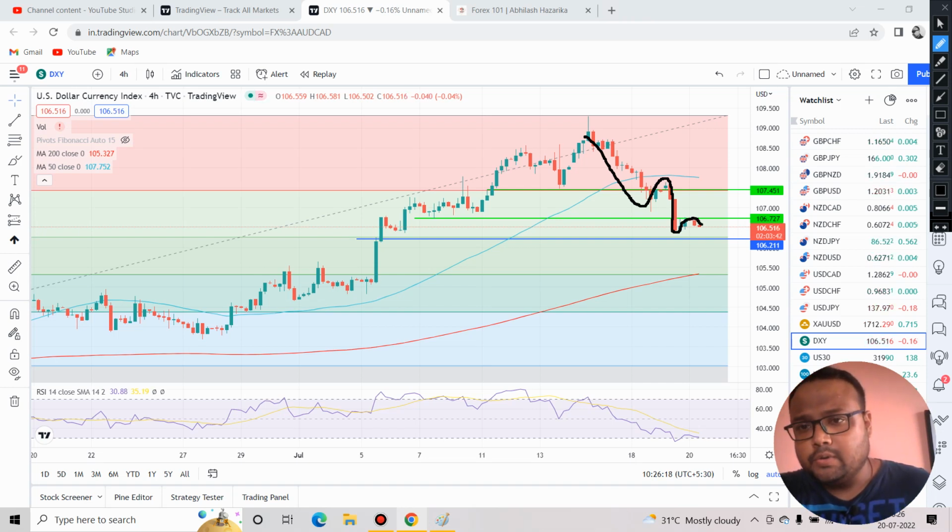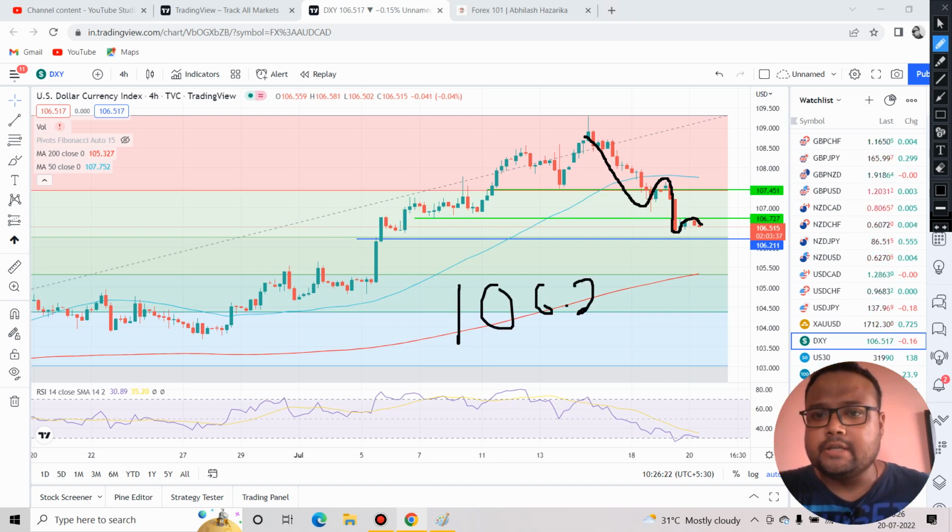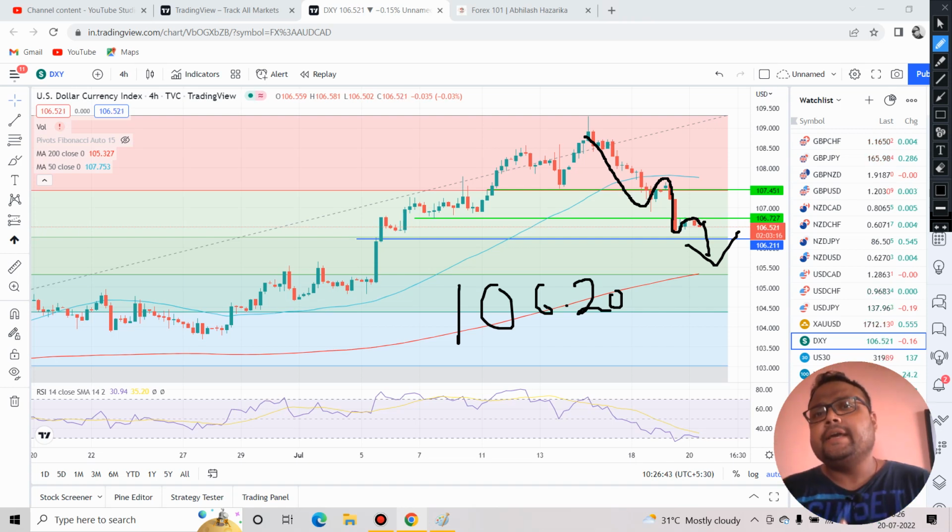So there is a possibility that the next support of DXY, which is 106.20, may break also. There's a possibility that at one point of time, when there will be volatility in the market, especially during the European session and US session, the market will break the next support of 106.20 and DXY may go down further. So in case DXY shows some selling pressure again, 106.20 will be very important.